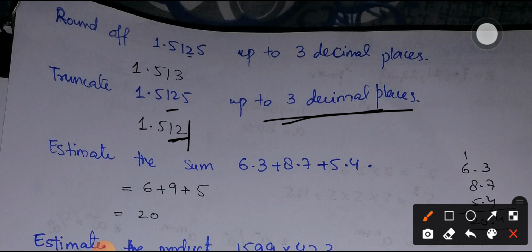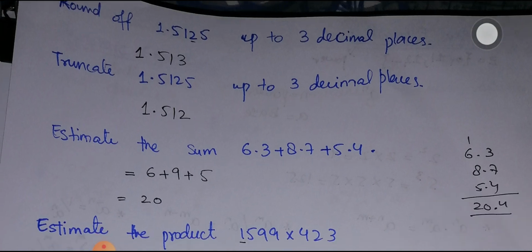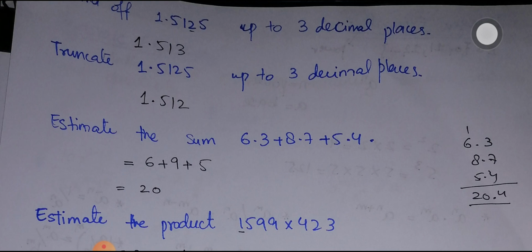Then we have estimate the sum. Estimate means I'm going to find out the approximate value. As we know that whole numbers are easy to deal with as compared to the decimals, we have to find out the estimated value or the approximate value, rather than dealing with the decimals. We have a chance to round off the numbers, so we may round off the decimals up to the whole numbers, and then we can simply add the numbers and find out the approximate value.